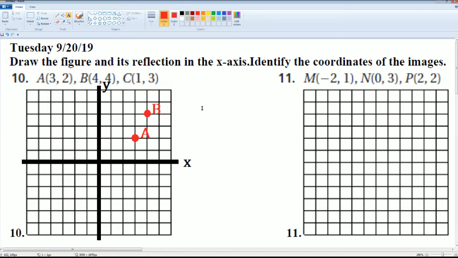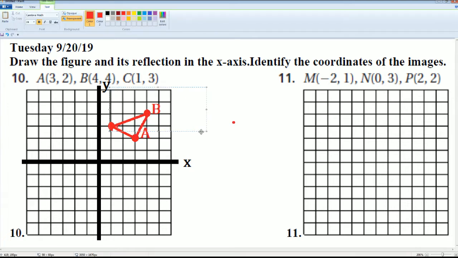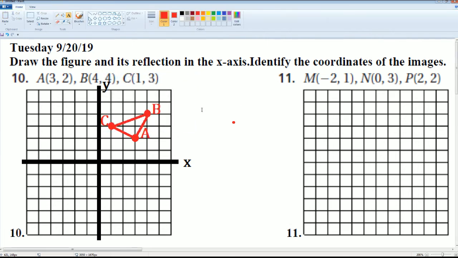C, 1, 3. So 1 in the x, 3 in the y. 1, 2, 3. So it's some sort of triangle. We're going to try to connect it as best as I can. Oh, I forgot to label it here. That was also C. Okay. Now we want to see where the line of reflection is.